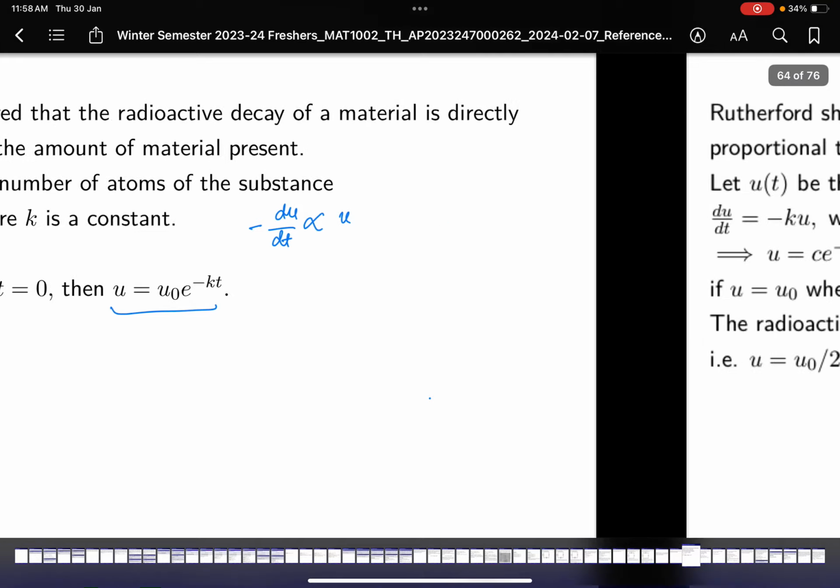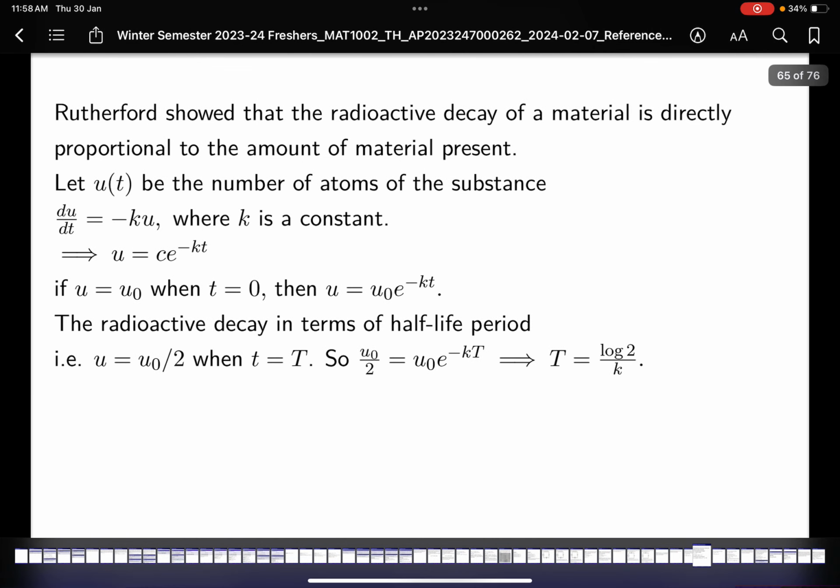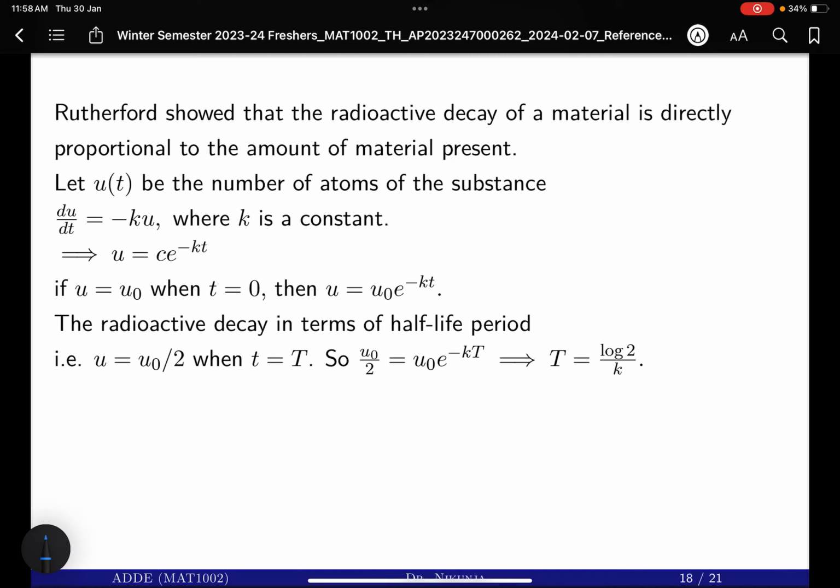Okay, so that is the idea. Now next is half-life period. This term you should also know: at t equals capital T, the u value is half of the initial value. That means u is equal to u naught by 2. So if you apply this here, what will you get?